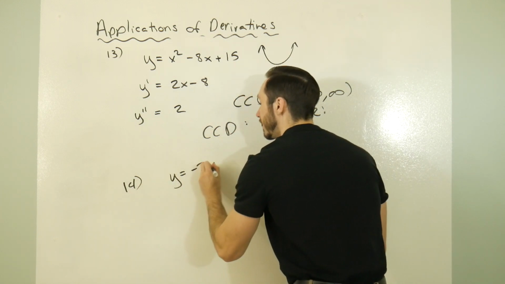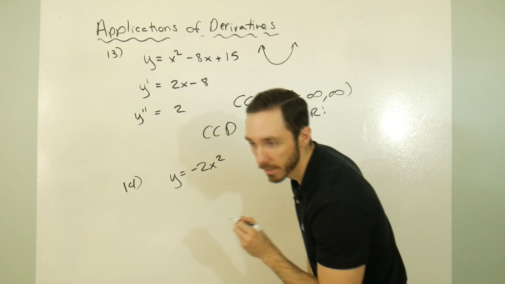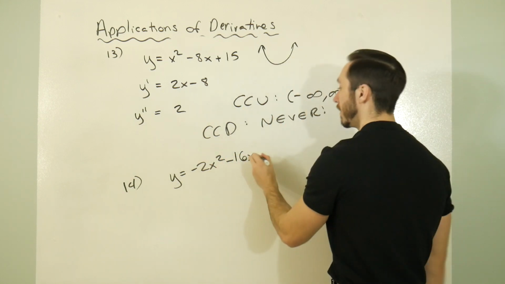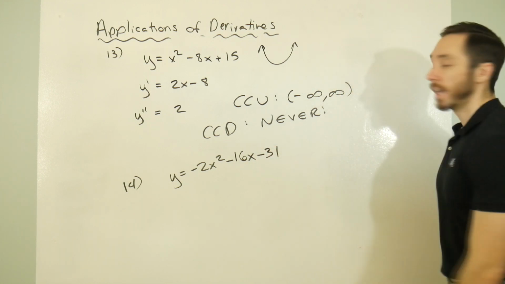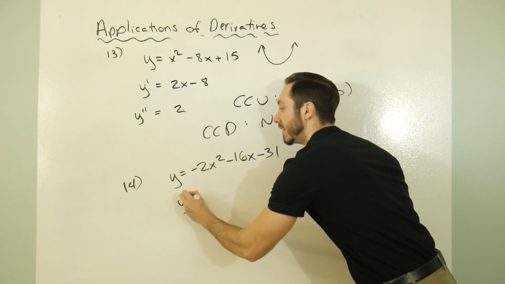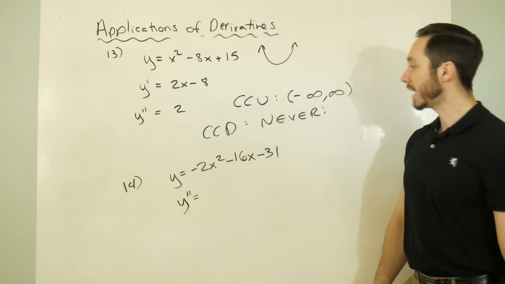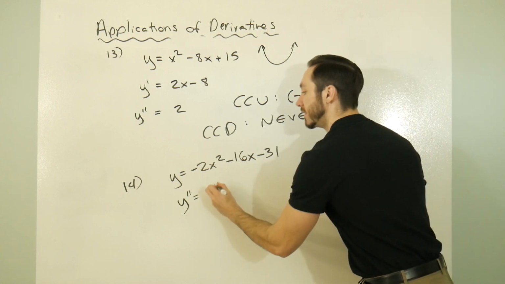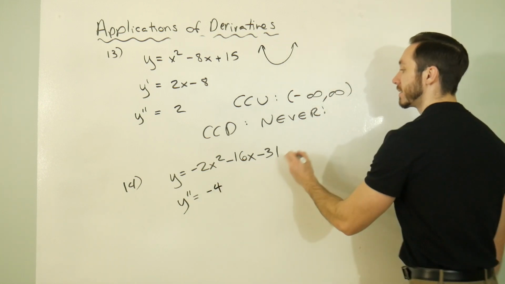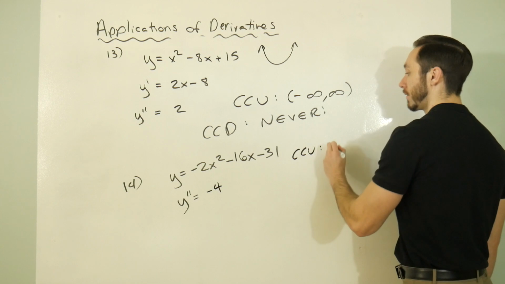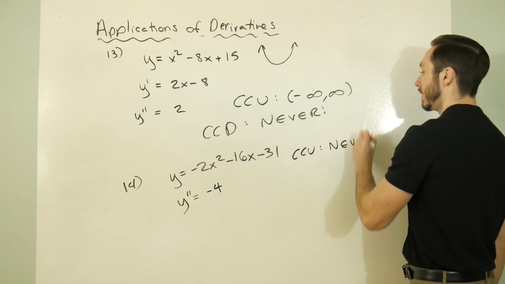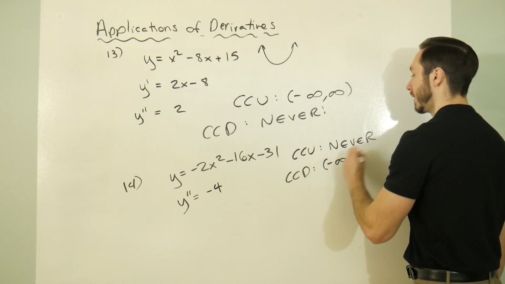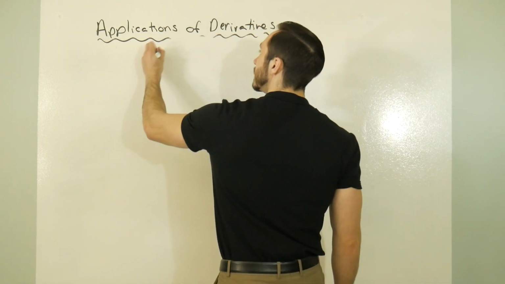y is equal to negative 2x squared minus 16x minus 31. Second derivative of that, I'd be happy if you were able to just jump straight to the second derivative for this. Should be negative 4. That's always negative, which would suggest this will concave down forever. So concave up, never. Concave down, forever. Number 14.